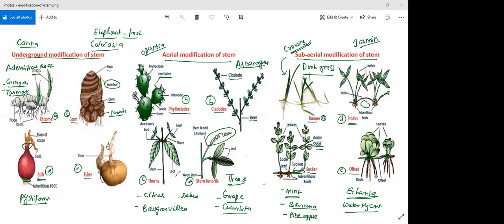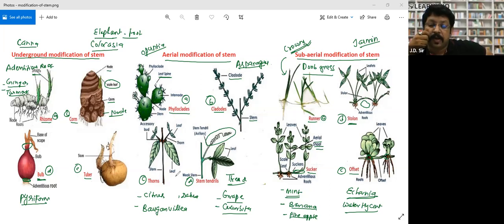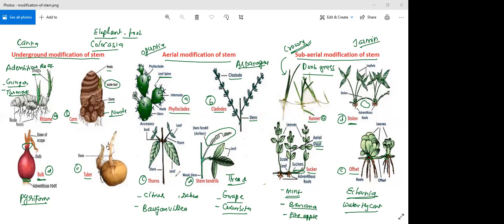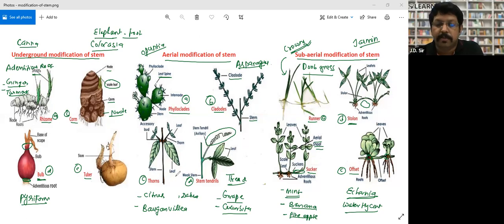Already you gave these in rhizome, right, sir? So here also, banana. Yes, banana also has rhizome. They also have sucker. Both of the things are found, right? Okay. So these were the modifications of stem. Have a glance. If you have any doubt or any problem, let me know, please.